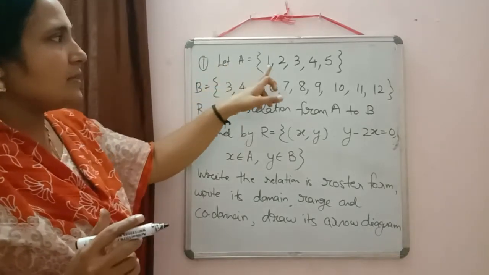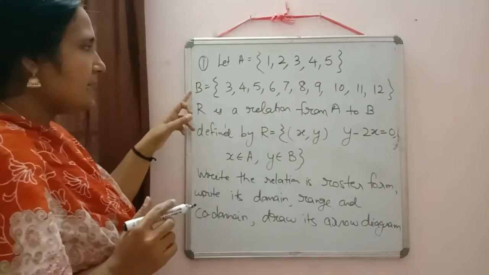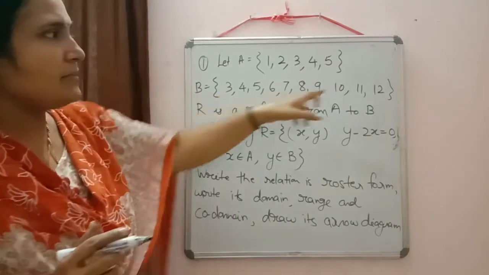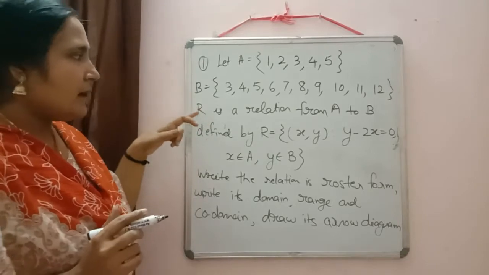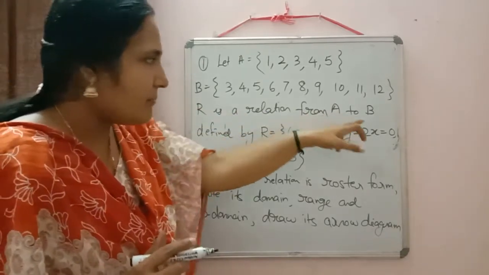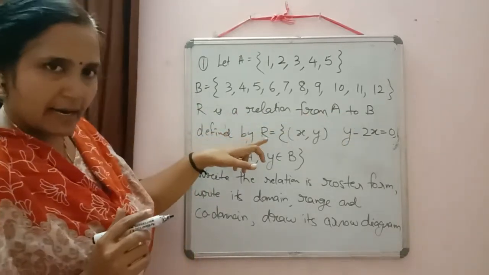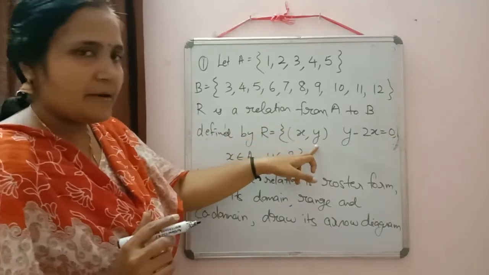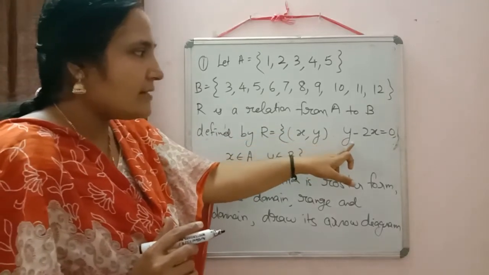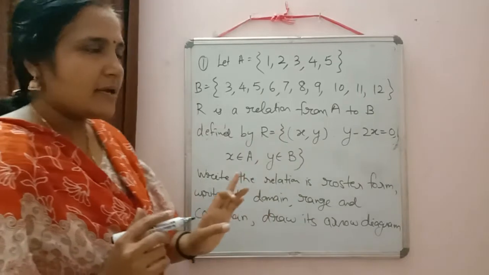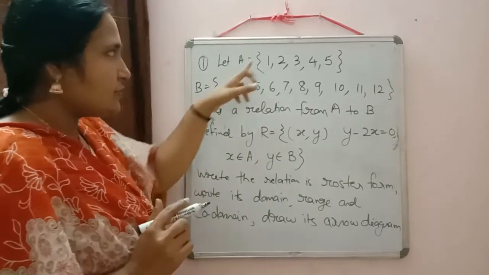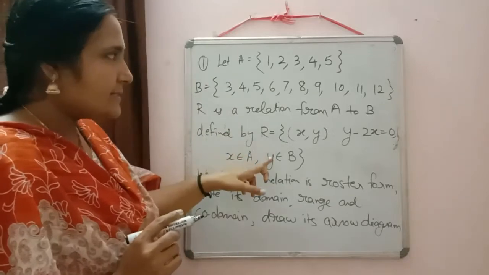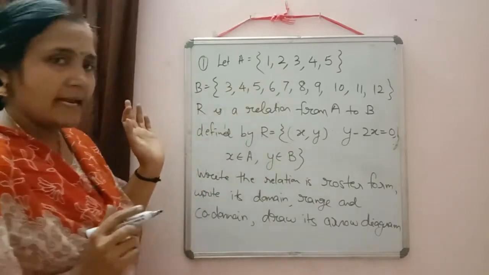Set A is equal to {1, 2, 3, 4, 5}. Set B has elements from 3 to 12. And R is a relation defined from A to B in this way: R is equal to the set of all ordered pairs (x, y) such that y minus 2x is equal to 0 and x belongs to A. The first element should be from set A and the second element should be from set B.